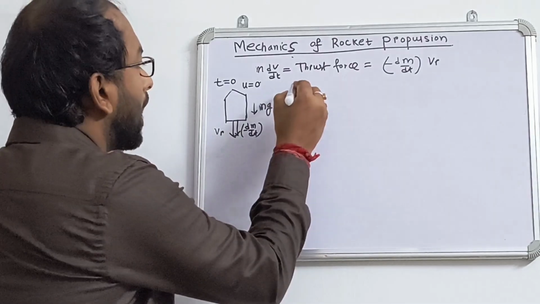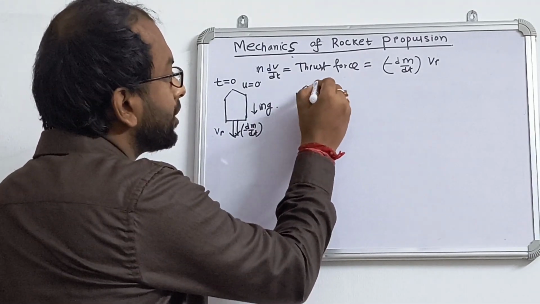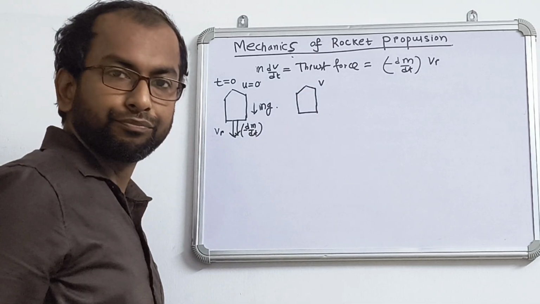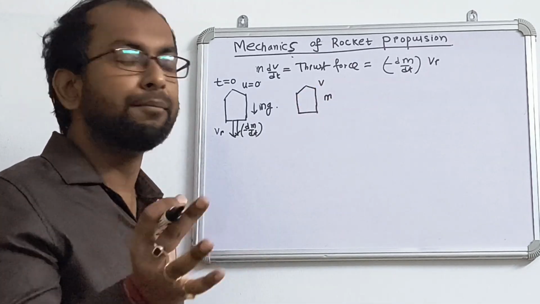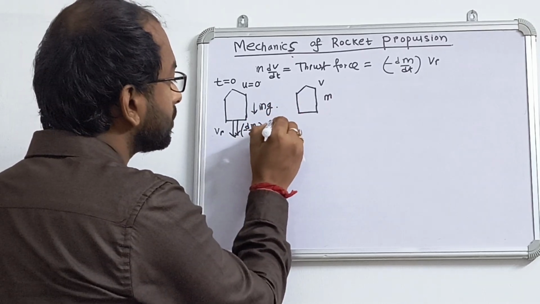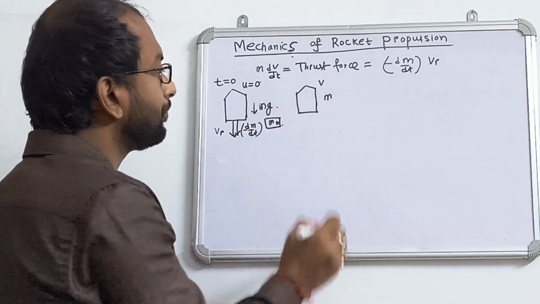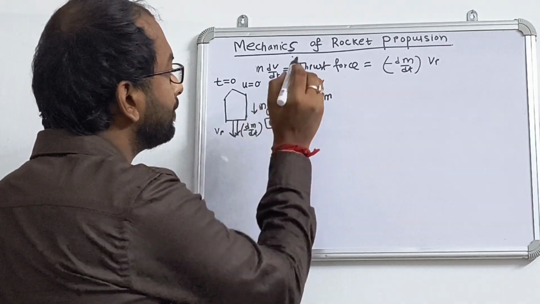and at any time, let's say its velocity is becoming v and its mass is becoming m. So if the initial mass is m naught, we'll consider at t equal to 0 the mass is m naught. And this is at time t.